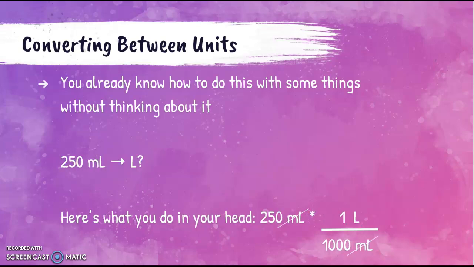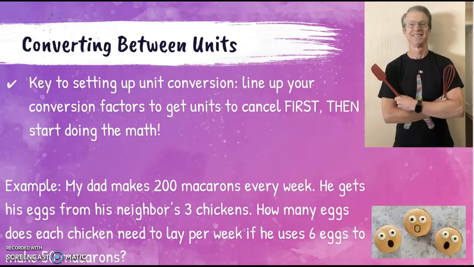Okay, what about 250 milliliters to liters? Well, in your head, you know that there are, hopefully you remember, 1,000 milliliters in 1 liter. Again, if you don't really remember those conversions, we're going to practice those tomorrow. But you know that there's a lot of little baby milliliters in 1 big liter. And so you do the conversion. The key to setting up unit conversion: line up your conversion factors to get units to cancel first. Then do your math.